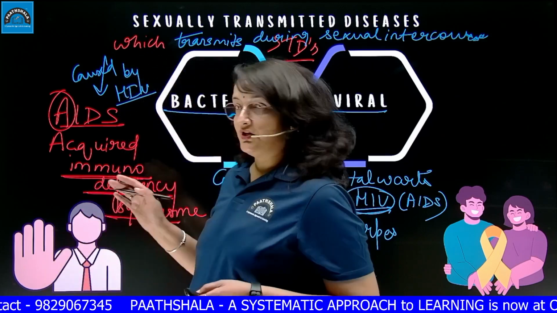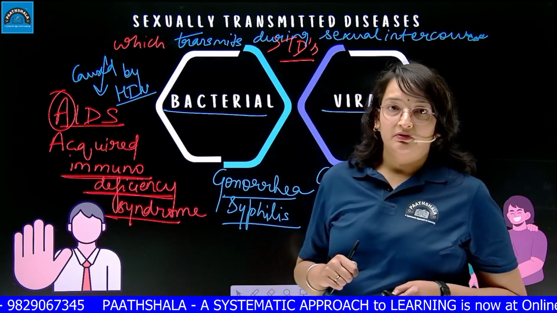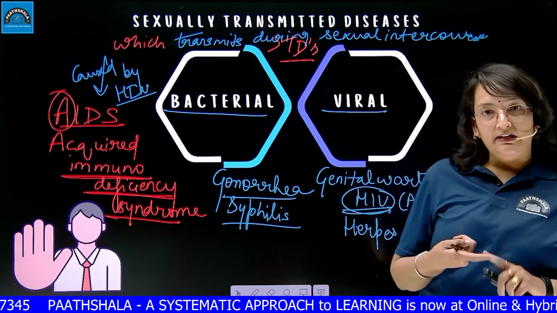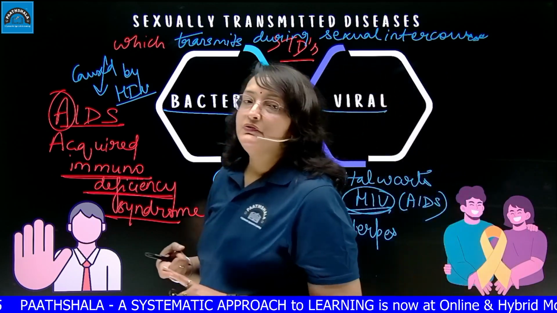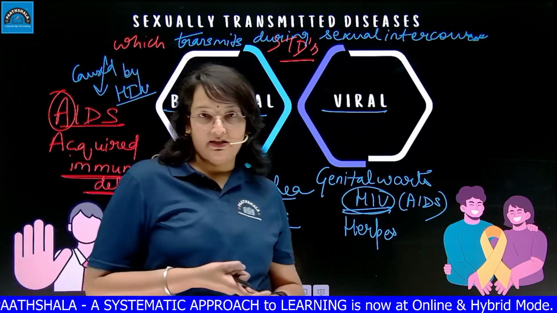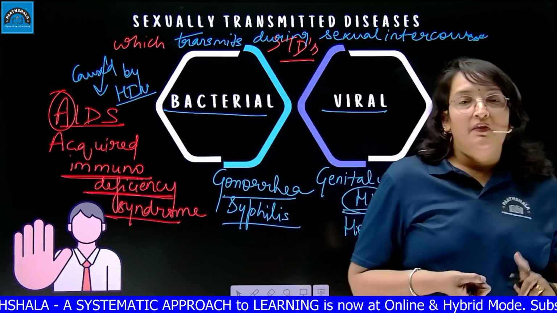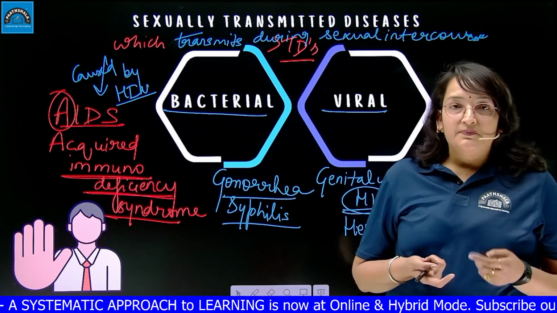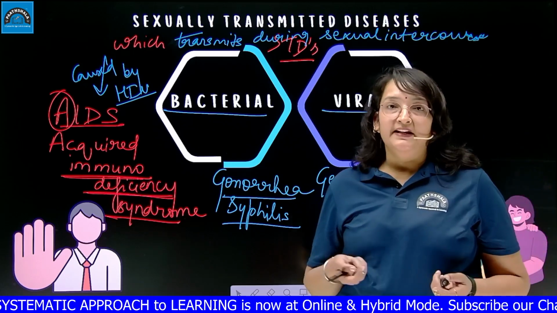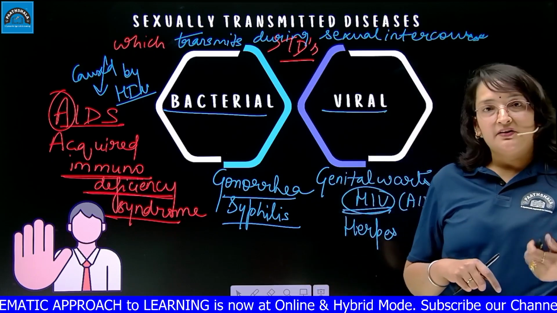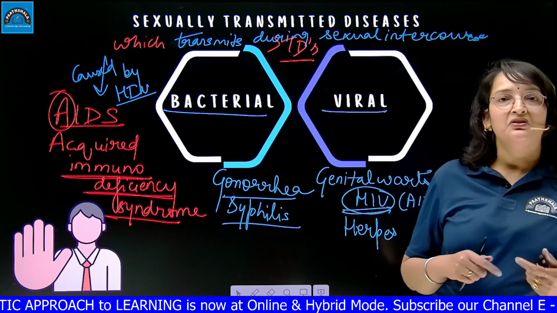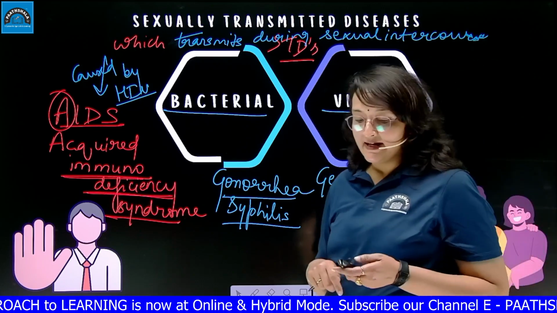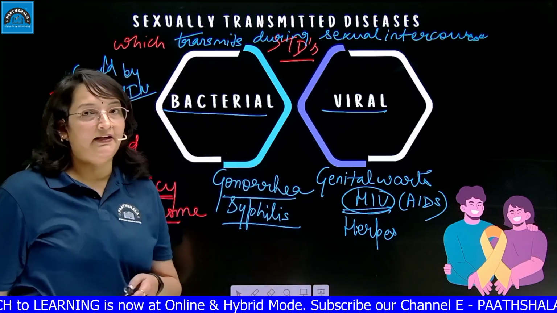What are the preventions of these STDs? The preventions of these STDs are never to have multiple sex partners, always use condoms during sexual intercourse, and also don't share syringes, blades, or any objects which come in contact with your fluids with one another. These things should be personal only, like your razors, your syringes, your needles, they should not be shared. Okay? All these are the preventive methods by which we can protect ourselves from these sexually transmitted diseases.